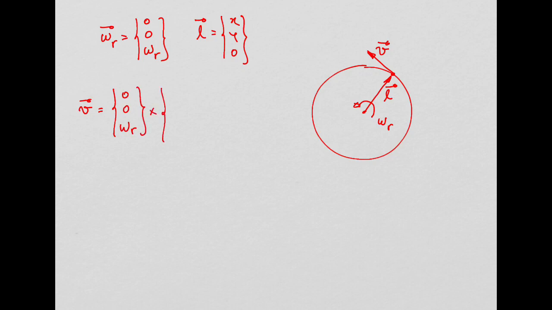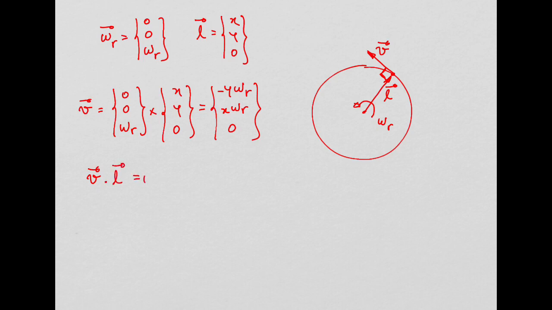with x, y, 0. So the result of this cross product is, in the x direction, minus y WR. In the y direction we have x WR. In the z direction we have 0. Now, how do I know V is perpendicular to L and tangent to the trajectory? Well, I can do the dot product. V dot L should be equal to 0 if they are perpendicular, right? By definition of the dot product. Let's see if that works.